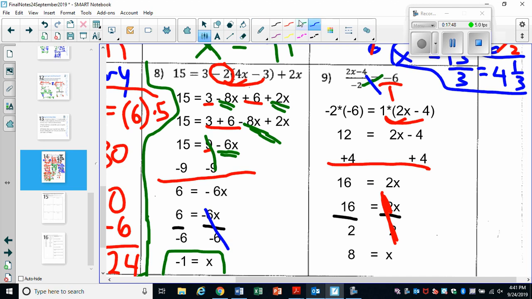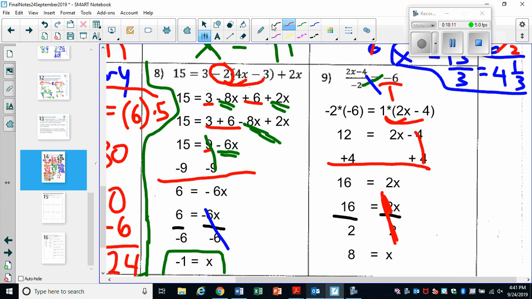Here, we have a two-step equation. 12 equals 2x minus 4. So now, additive inverse. So we add 4 to both sides. We started with the negative 4. That's the opposite. Add the opposite. You also add 12 plus 4 here.